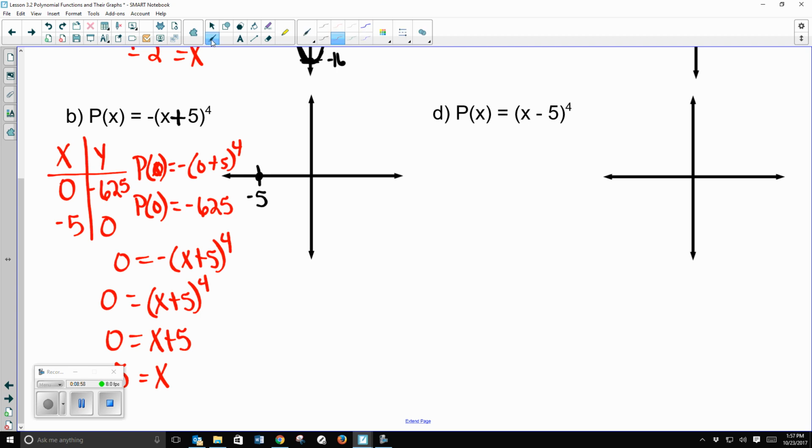So let's pretend that negative 625 is here. Right? Yes. Why did you get rid of the negative in the second step? If you divide both sides by negative 1, it goes away. Oh, okay. Okay, 2 more.